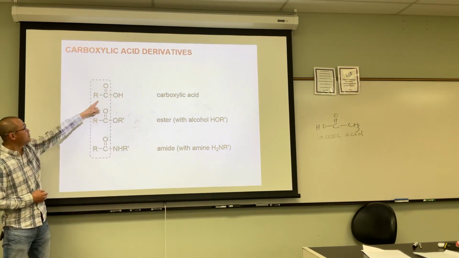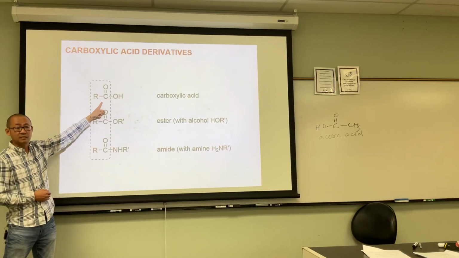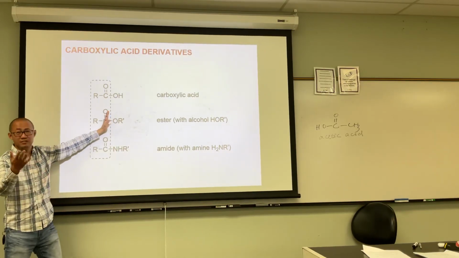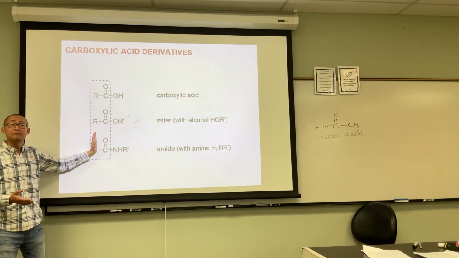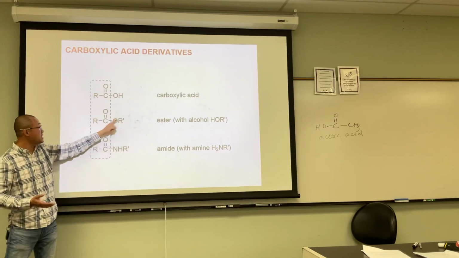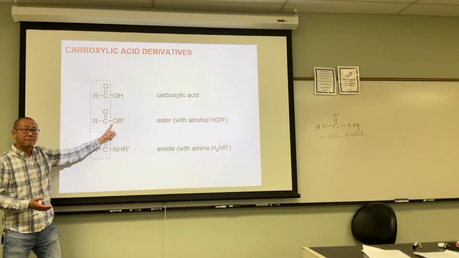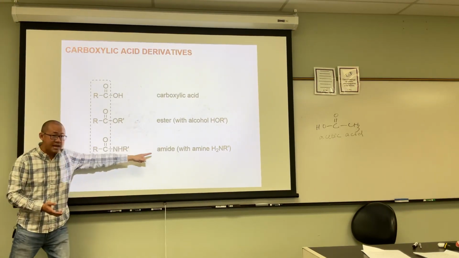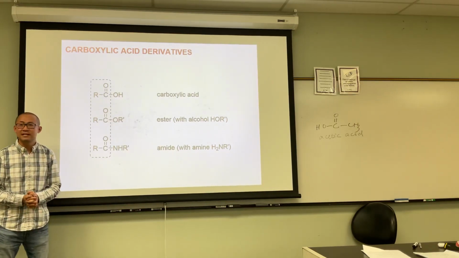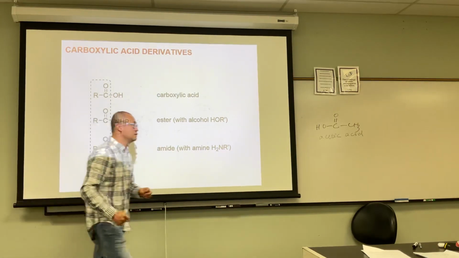You can see that these two, the ester and amide, are extremely similar. They're both from a carboxylic acid. Part of the molecule is from the acid. The other part is either from an alcohol for an ester, or from an amine for an amide. Does it make sense, guys? All right, let's take a look.